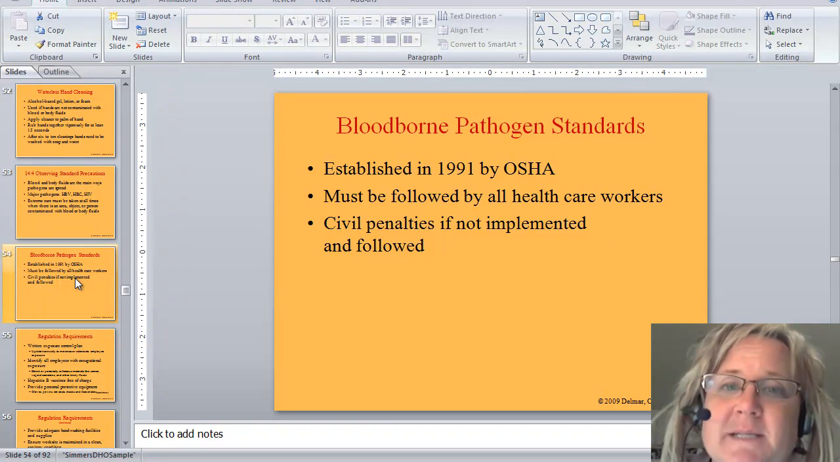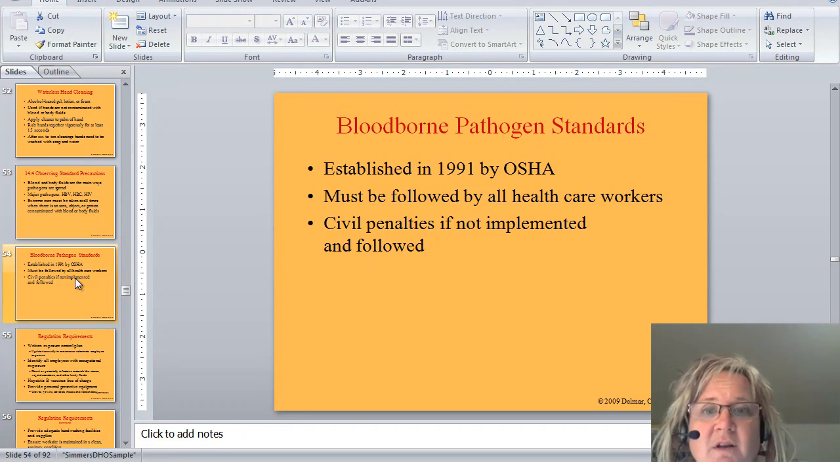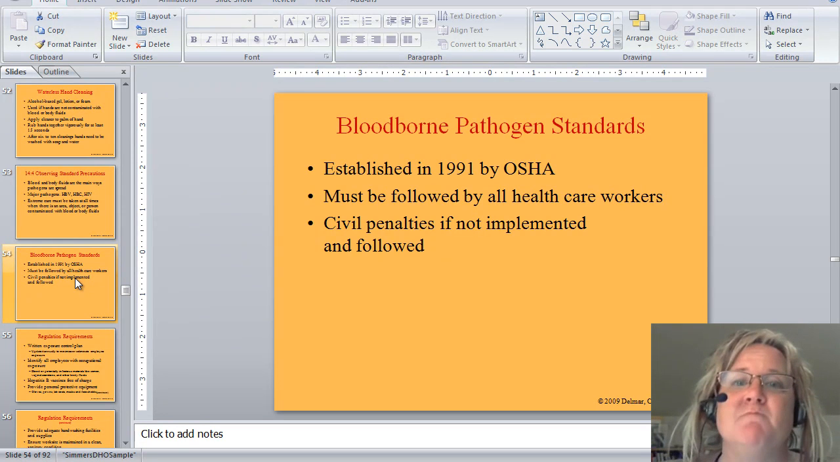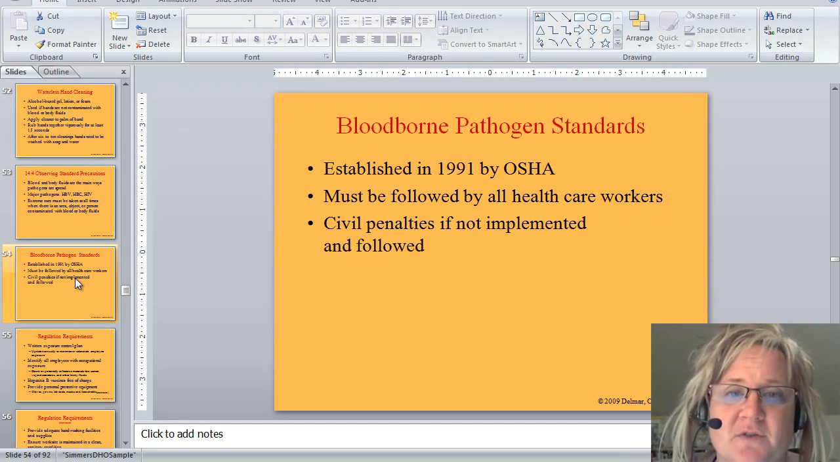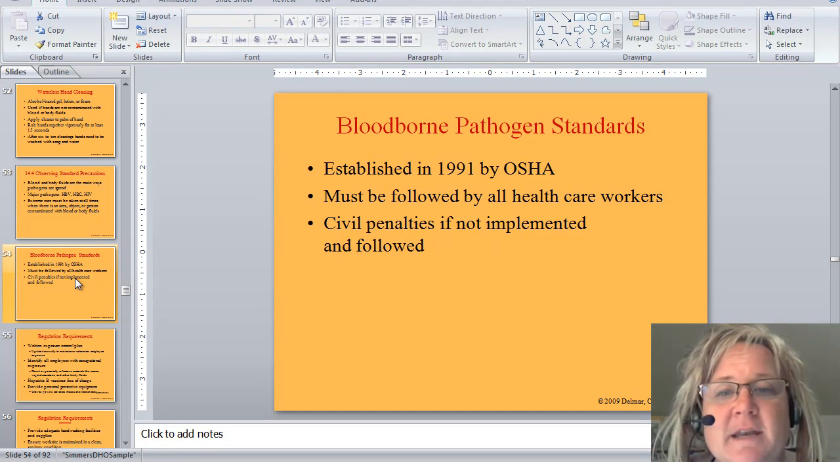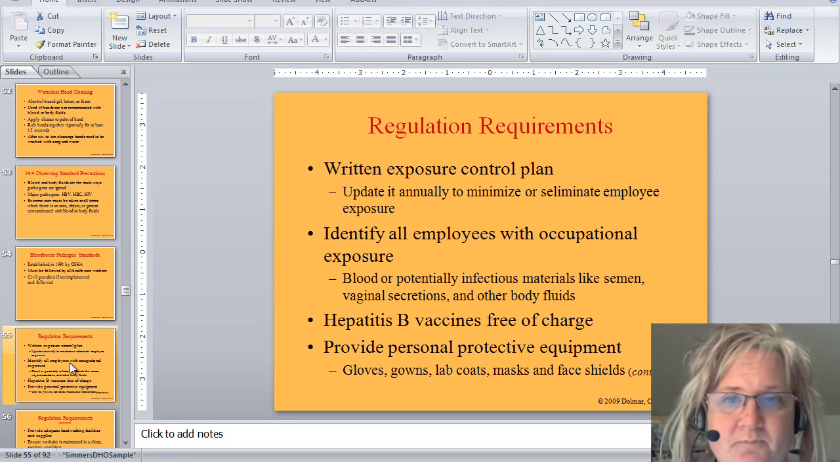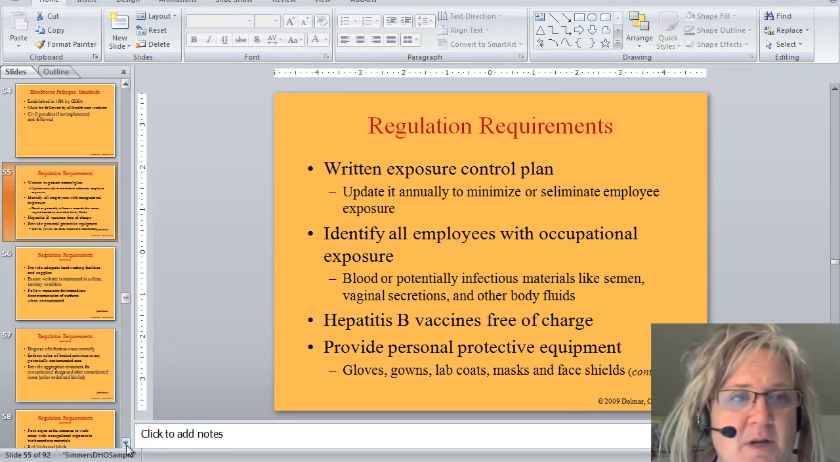And that's when in 1991, OSHA, and you guys should know what OSHA is because we already discussed OSHA, established the blood-borne pathogen standards, BBP. Blood-borne pathogen standards need to be followed by all healthcare workers. If you work in a hospital or an area and they don't implement and follow the blood-borne pathogen standards, then there could be penalties for it. So, what are the blood-borne pathogen standards?